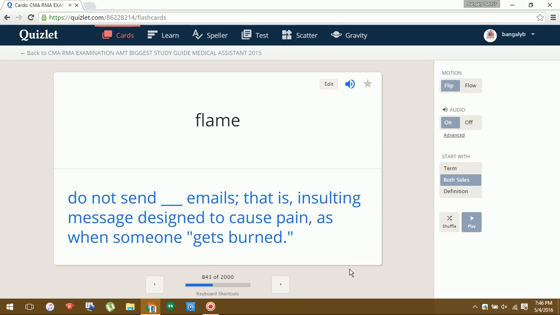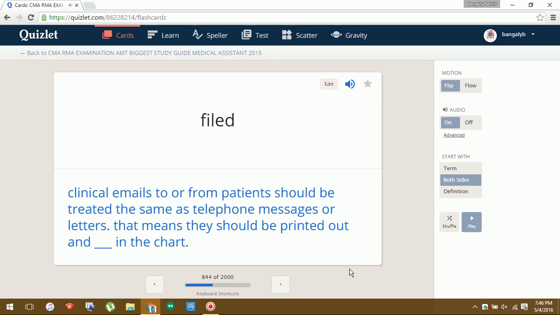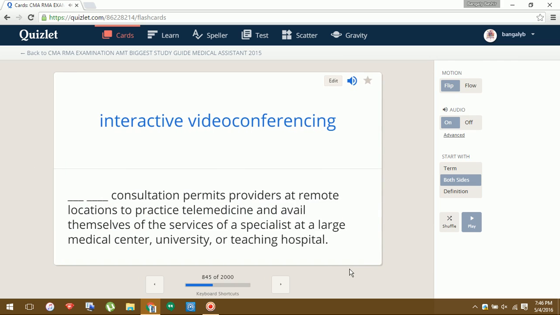Flame. Do not send flame emails, that is, insulting messages designed to cause pain, as when someone gets burned. Filed. Clinical emails to or from patients should be treated the same as telephone messages or letters. That means they should be printed out and filed in the chart. Interactive video conferencing. Video consultation permits providers at remote locations to practice telemedicine and avail themselves of the services of a specialist at a large medical center, university, or teaching hospital.